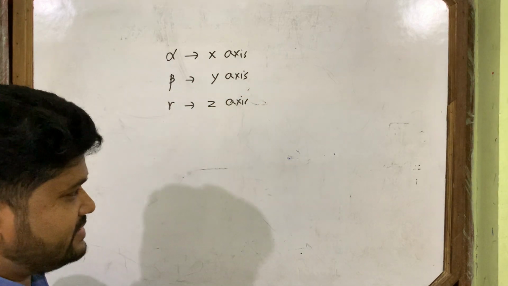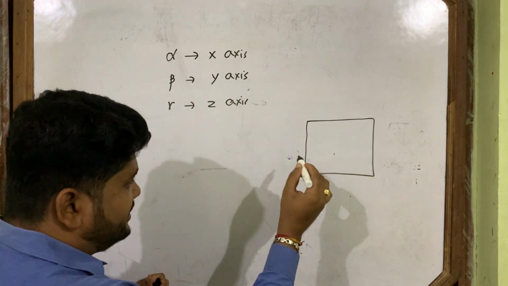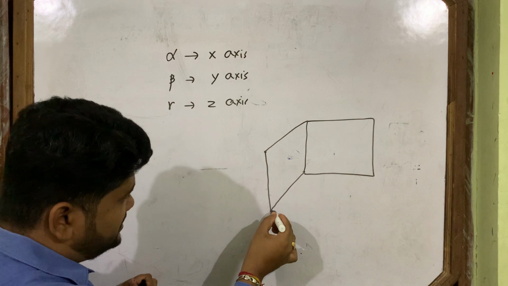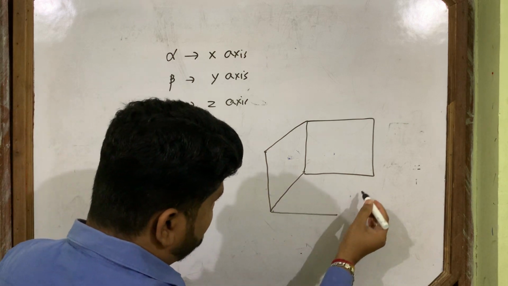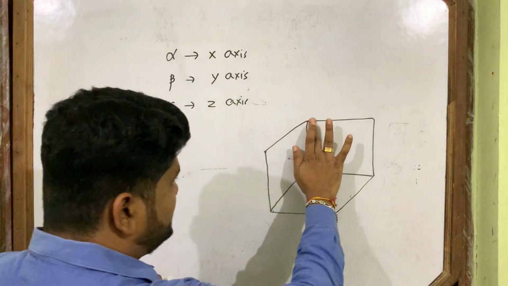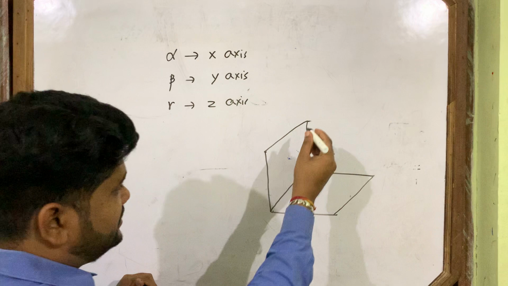But I cannot draw the figure here. It will be difficult for me to draw the figure in 3 dimensions. Still I am trying my best. Suppose I erase this one. So this is the vector. Okay, let's keep it.